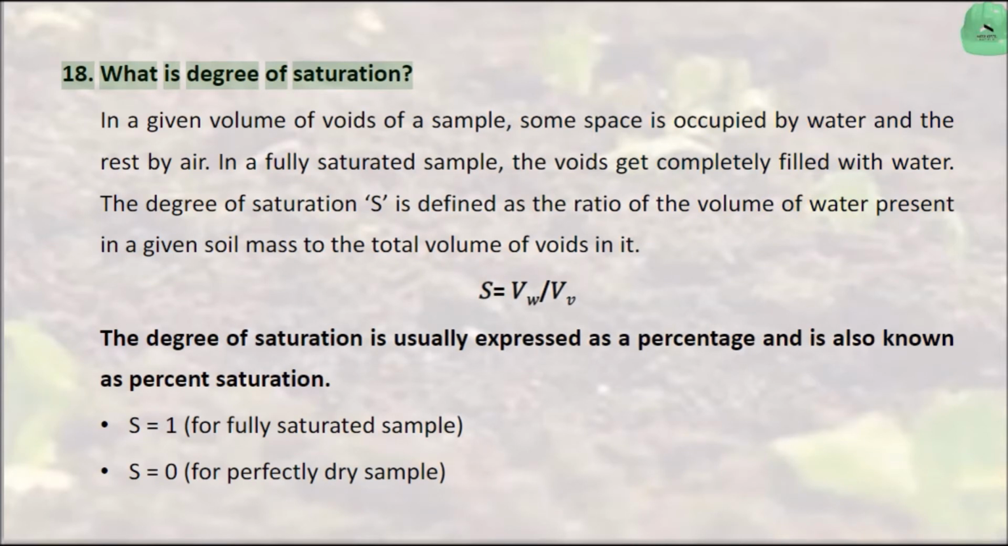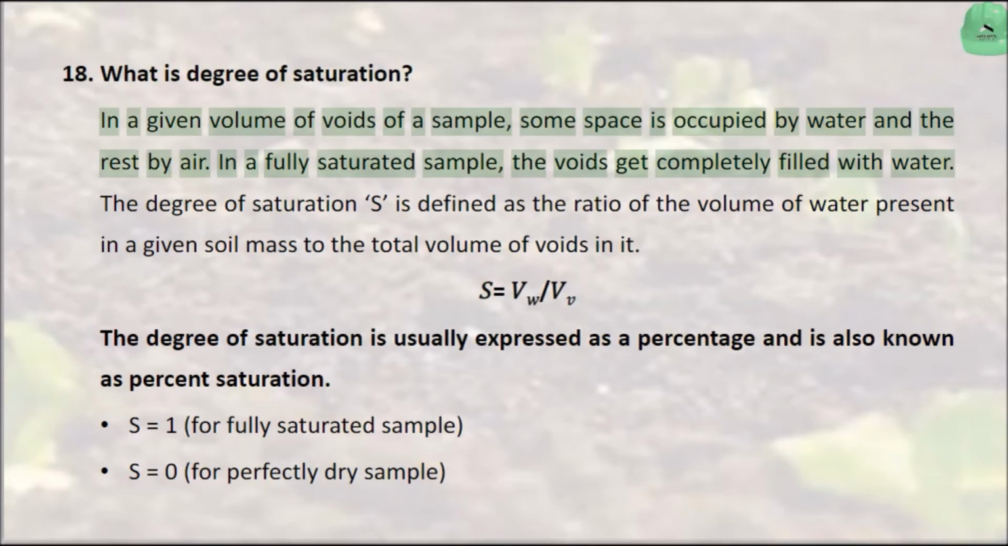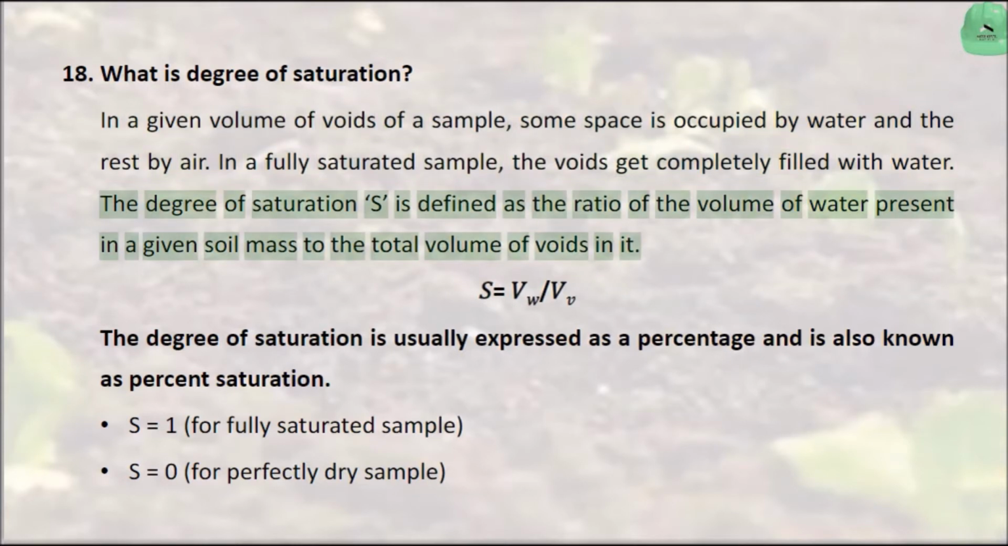What is degree of saturation? In a given volume of voids of a sample, some space is occupied by water and the rest by air. In a fully saturated sample, the voids get completely filled with water. The degree of saturation S is defined as the ratio of the volume of water present in a given soil mass to the total volume of voids in it.